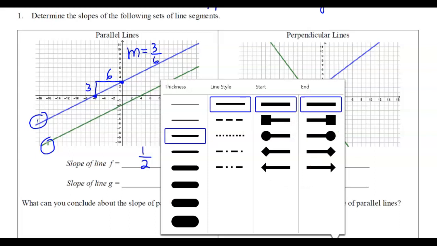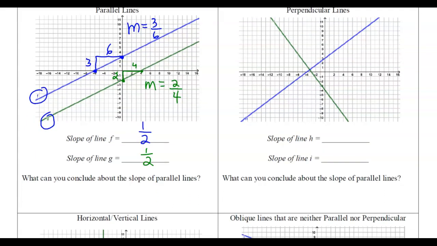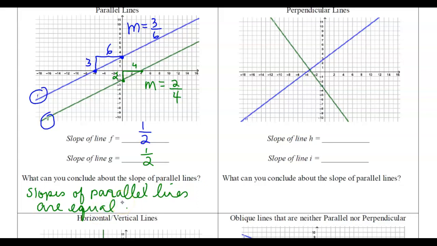Now if I do the same for the green, so if I look here at the y-intercept and then the x-intercept, draw my triangle, I'm going up 2 to the right 4, which reduces to 1/2. So what can you conclude? What we thought, the slopes of parallel lines are equal or the same. And the word parallel has 2 L's because think of parallel lines. There's 2 L's. There's 2 lines parallel to each other. So that's how I always remember it.